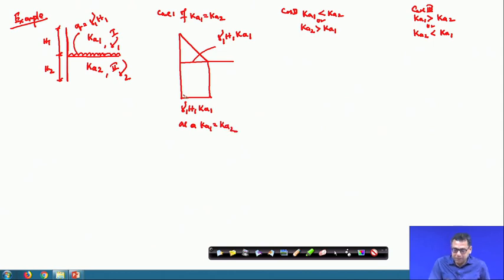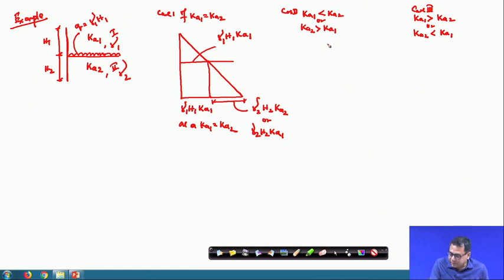Now, this is the surcharge for the first layer. The second layer earth pressure will be this part, and that will be gamma 2 H 2 K A 2, or gamma 2 H 2 K A 1 also you can write, because K A 1 is equal to K A 2.